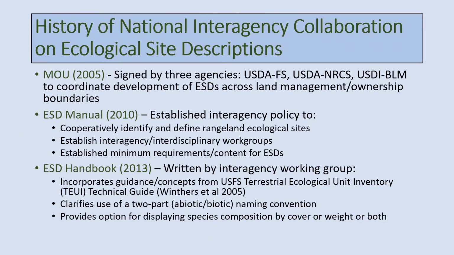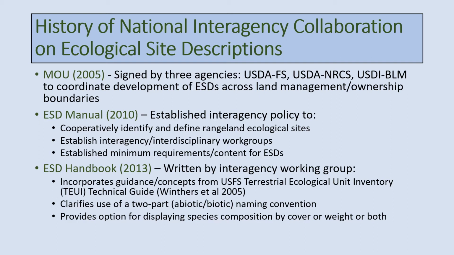The history of national interagency collaboration on the development of ecological site descriptions began in 2005 with an MOU signed by the USDA Forest Service and NRCS and the USDI BLM. The purpose was to coordinate development of ESDs across land management and ownership boundaries. Subsequently, an interagency manual was written in 2010 which outlines interagency workgroups and minimum requirements and content for ESDs.